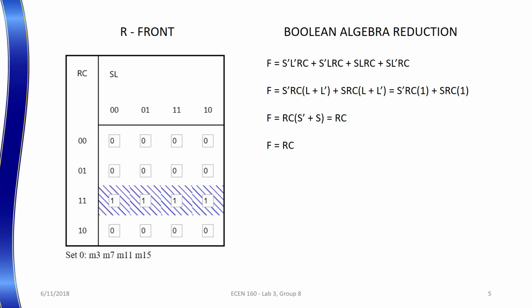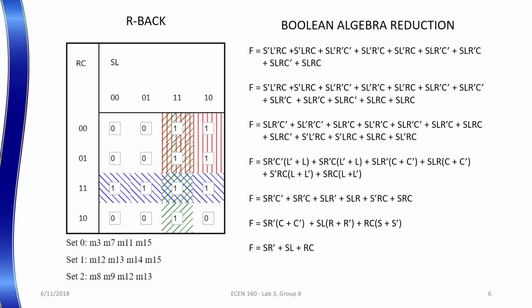And here is the K-map reduction and the Boolean reduction for right front. It was essentially the same as the left front, but with different minterms. So we end up with R and C, making the function true. And for the right back, as with the left back, we've got 3 different prime implicants, but we end up using the same process to reduce this, and our answer is here below for the Boolean reduction.